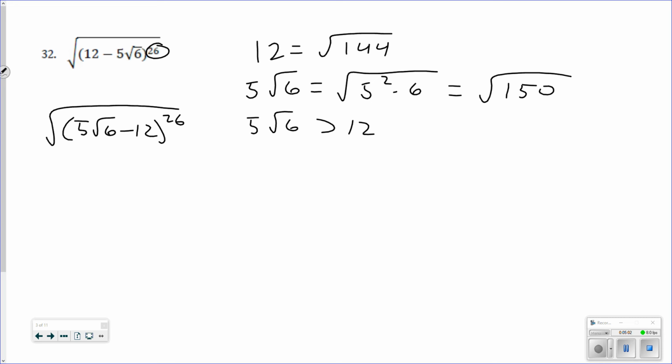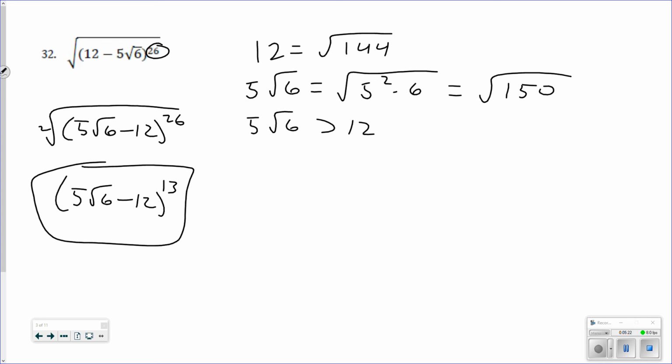And it's the same exact thing. Right? This is like getting 1 or negative 1. 3 minus 2 is 1, but 2 minus 3 is negative 1. If you square both of those, you get the same. It's the same thing. And then from here, it's a square root, so it's a 2. So what you get is 5 root 6 minus 12 to the 13th power. Don't extend it out, that's going to be your answer.